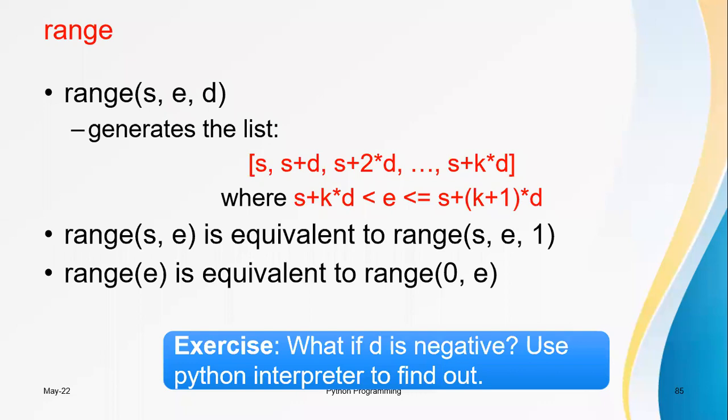Can you try this and come to me with answers? What if D is negative? Use the Python interpreter to find out. What if D is negative? Start, stop, step. So I'm asking you, what will happen if D is negative? Try this and come back.